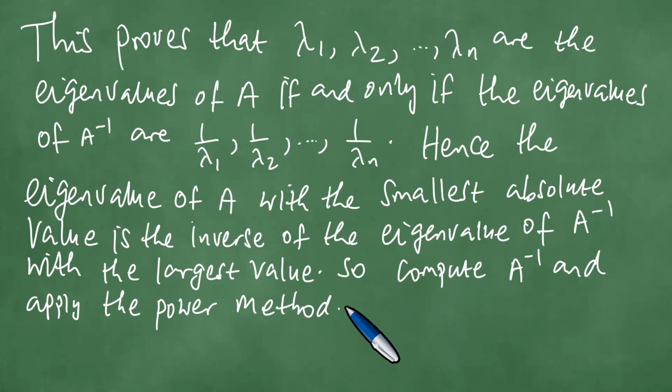But so what do we need to do here? To deal with the smallest magnitude and the largest magnitude eigenvalues, what do we do? Compute the inverse of A and apply the power method. Why would that work? It's going to work because the eigenvalue of A with the smallest absolute value, which is what we want, is the inverse of the eigenvalue of A inverse with the largest. So what are we looking for here?